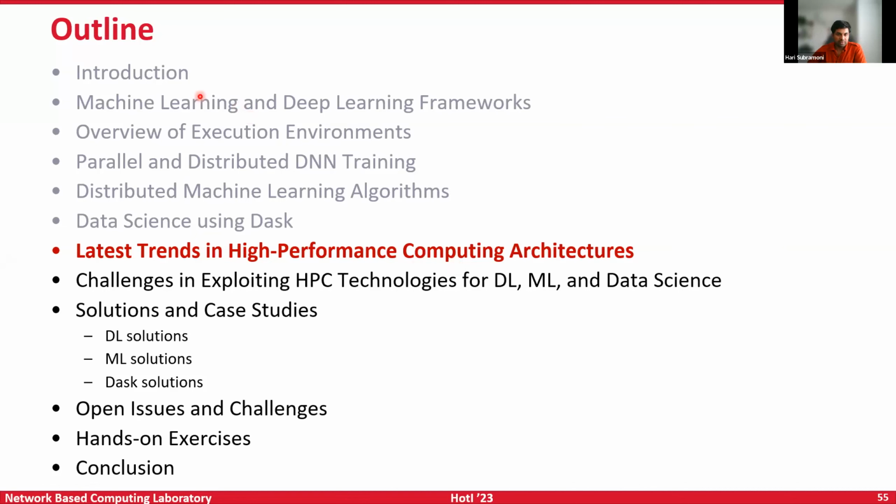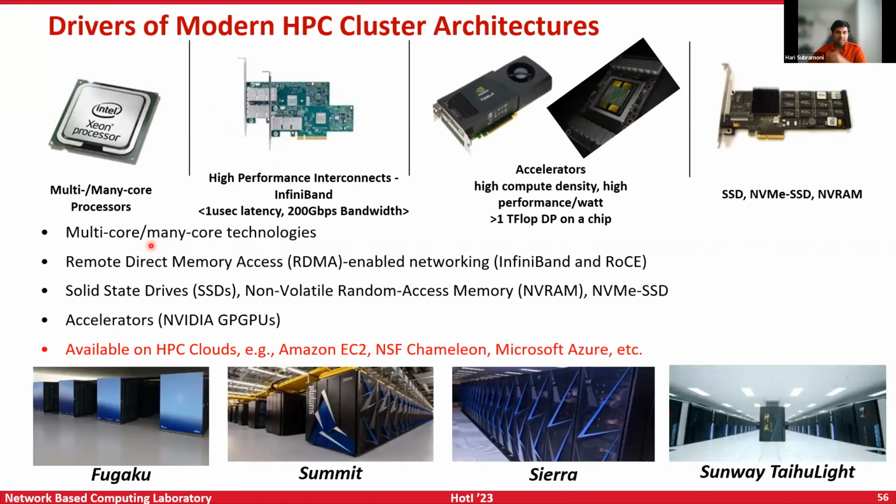So far, we have looked at various machine learning and deep learning frameworks, how they are executed, why you need parallel and distributed computing, and some solutions that use distributed computing on the machine learning as well as the data science side. Now, that is the demand side. Let's take a quick look at the supply side and see what is driving modern high-performance computing architectures.